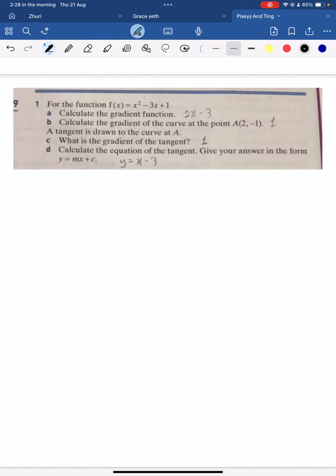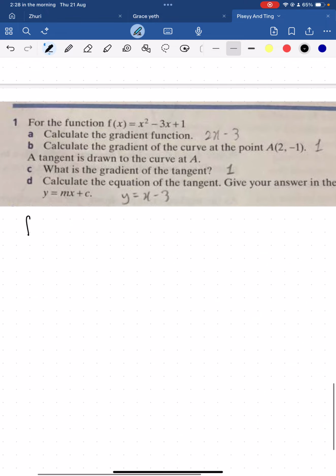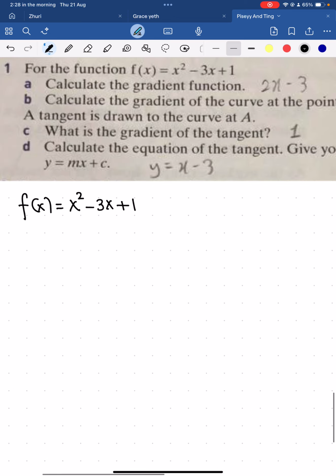Calculate the gradient of the function. I told you the gradient of the function is f prime of x, right? So we had f of x equal what? x squared minus 3x plus 1, right? So for a, the gradient is what? The f prime of x equal to 2x minus 3. Okay, that's it. How about b?